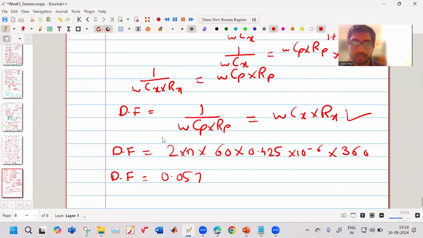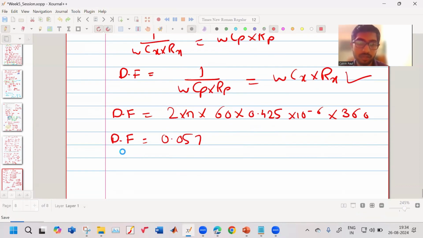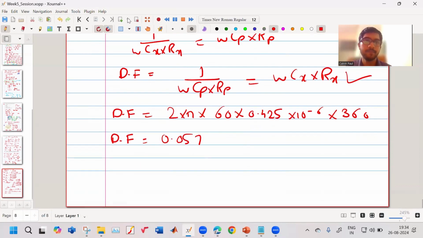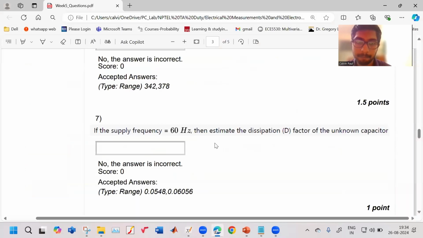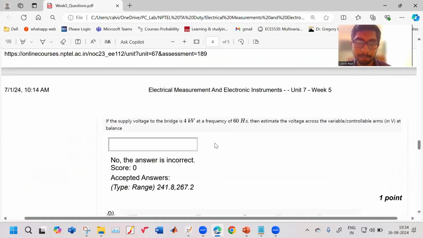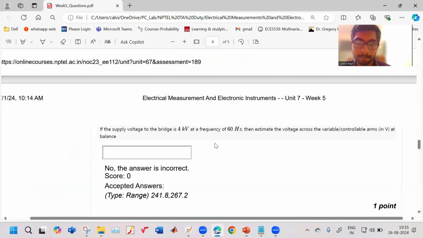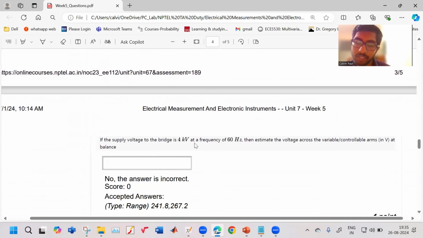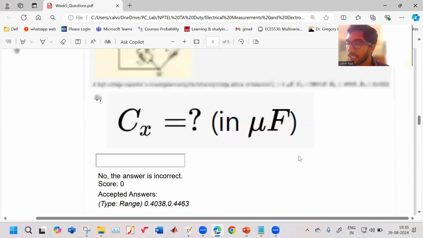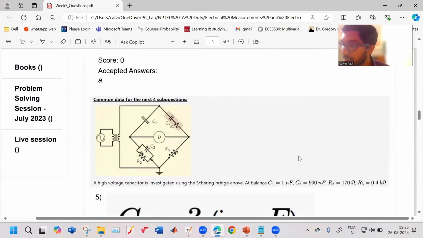Okay, so now we'll go to the next question. Actually, they've asked something else also. If the supply voltage to the bridge is 4 kilovolt at a frequency of 60 hertz, then estimate the voltage across the variable or controllable arms in V at balance. So they are telling us to find the voltage over here.